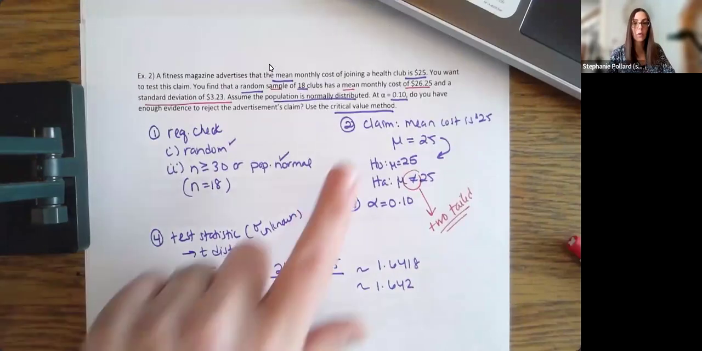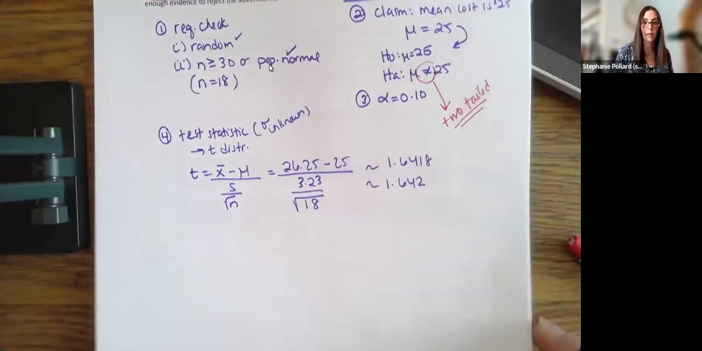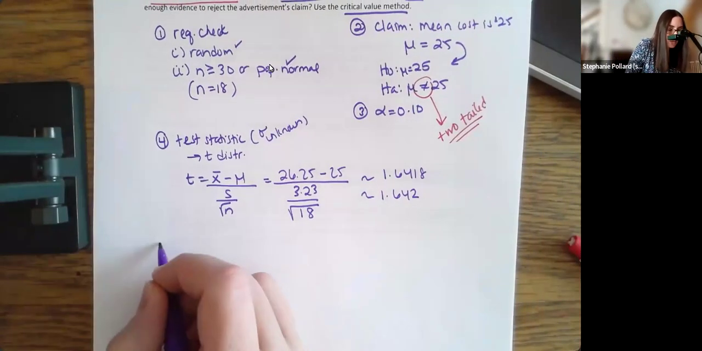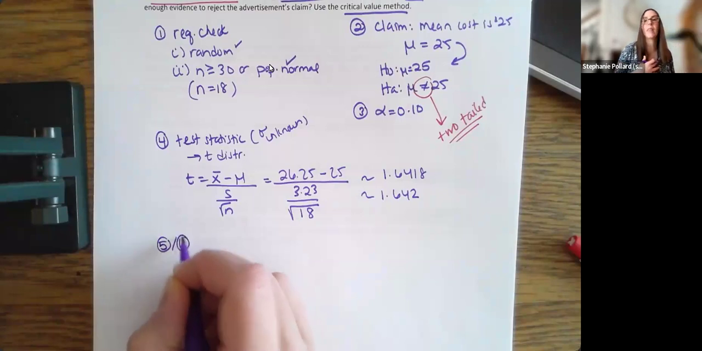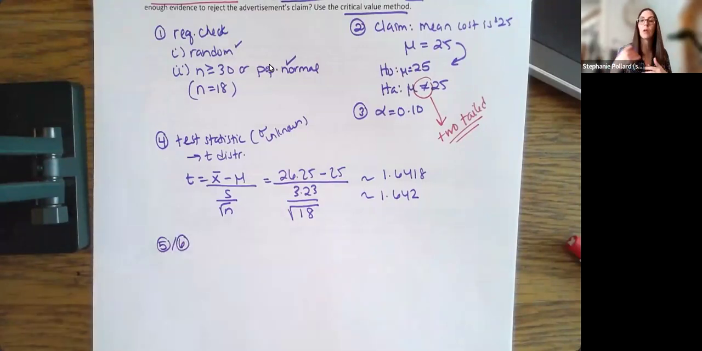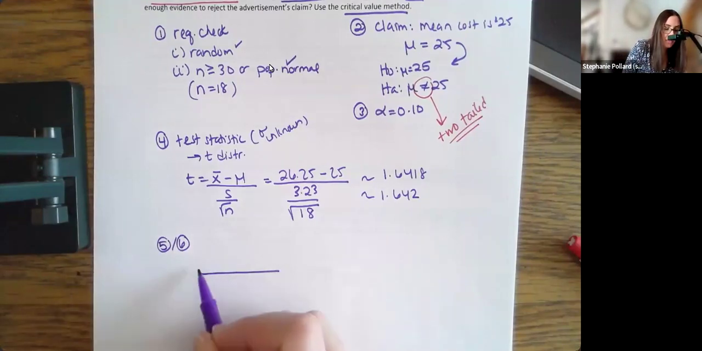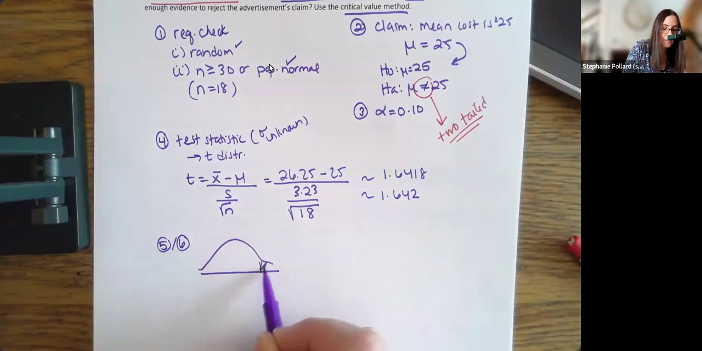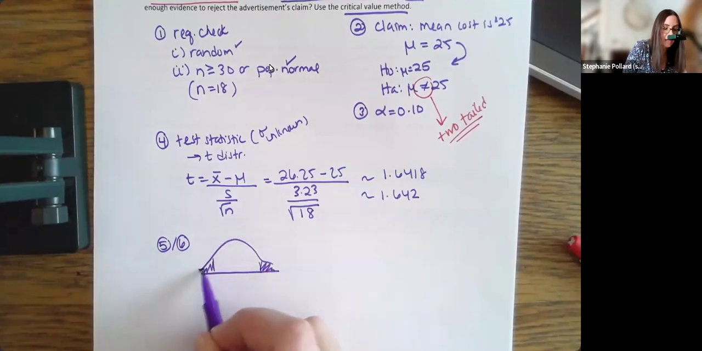And we are also using the critical value method. So now this next steps are going to be based on that critical value method instead of the p-value method. So steps 5 and 6, again, for me, I think of like the graphing, the table work, or the technology work, the calculations and things like that. So here, I'm just going to do a quick rough graph. It's two-tailed, so I have some shading here, and I have some shading on this side.